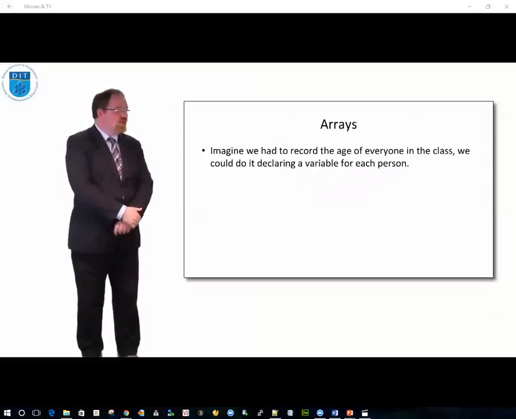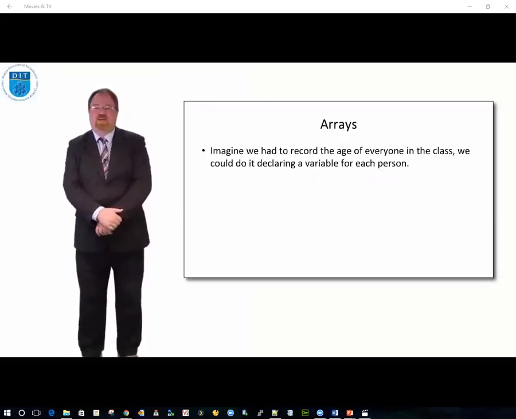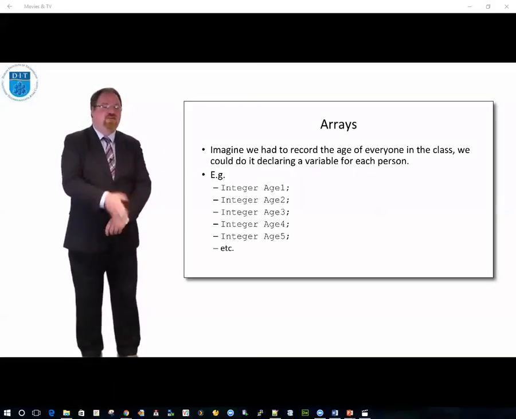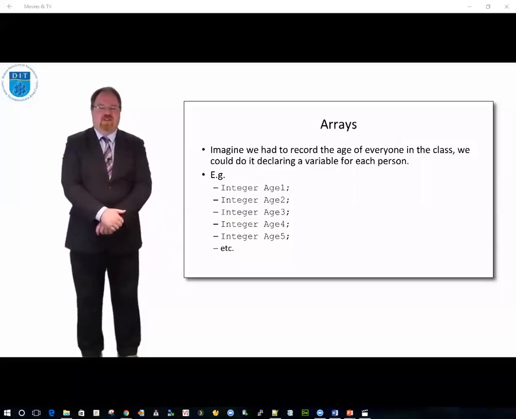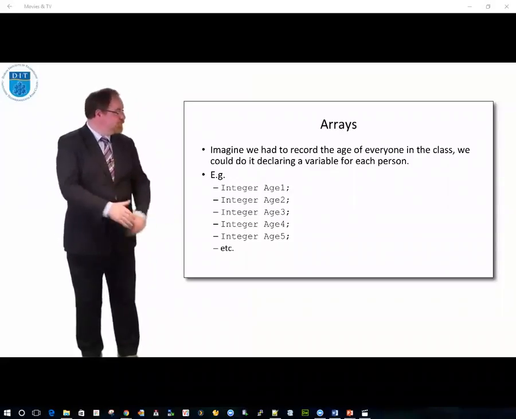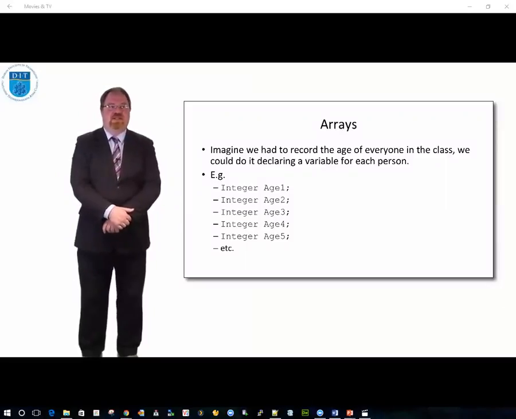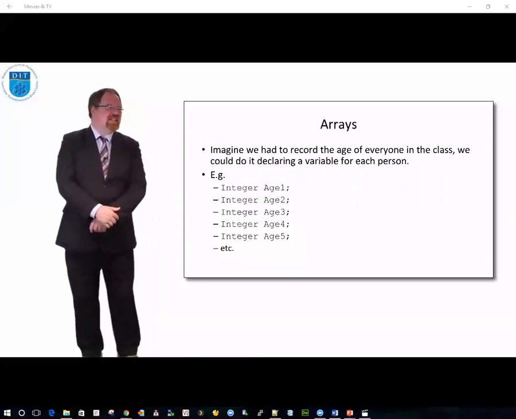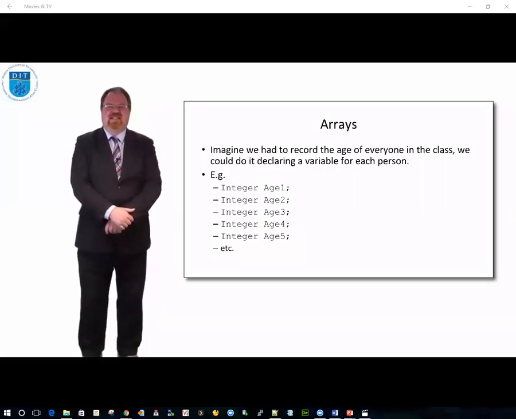So imagine if we had to record the age of everybody in the class. We could do that by declaring a variable for each person. So it would be integer age 1, integer age 2, integer age 3, all the way down. So if we had 25 students in the class, we'd have to declare 25 variables. If we had 40 students in the class, we'd have to declare 40 variables. If we had, as with my first year class, one of the other classes I teach, I have 108 students. So we'd have to declare 108 variables. Which is just not pretty to see in a program.